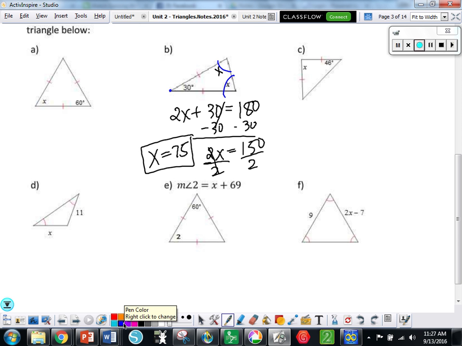Let's try it again, part C. Which of those two angles is your vertex angle? Is it X or is it 46? Which one's the vertex angle? X. Which means what do we know about that missing angle? How big would it be? 42. That is 46. So try part C.